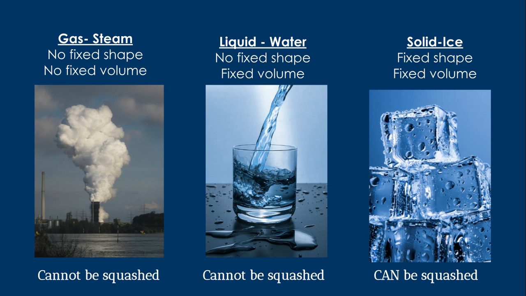Water, when it's a gas, is called steam. When it's a gas, it has no fixed shape and no fixed volume. When water is in its liquid state, it has no fixed shape, but it does have a fixed volume. The amount of water stays the same, but the shape that it takes can change. When water is turned into a solid, an ice cube, it has a fixed shape and a fixed volume. If you look at the three pictures, you can see that only the ice cube can be broken.